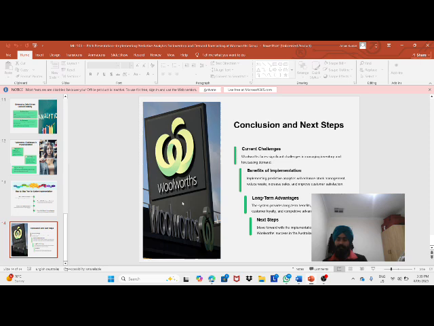So the next step is to move forward with the implementation plan to ensure Woolworths' success in the Australian retail market. If they implement the plan, it is really going to be very useful for the overall performance of the company. So that's all about what I have explained till now.